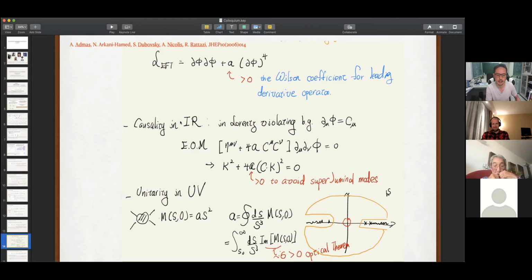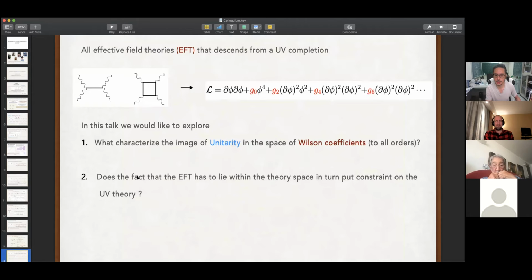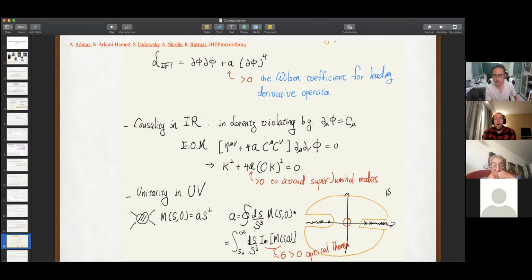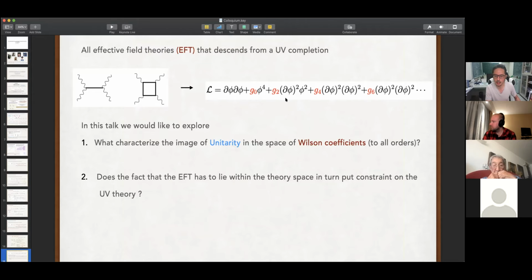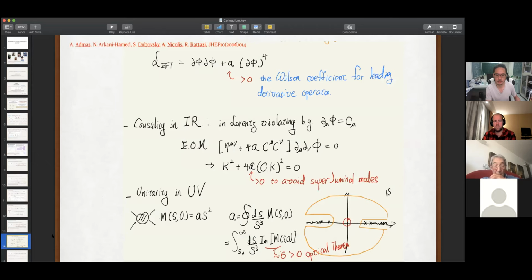So in this talk, we would like to explore basically what characterizes the image of unitarity. So here you can say that the image of unitarity is that this coefficient is positive. Now we were more ambitious. We don't want to just talk about the leading four-derivative operator. Is there a way to characterize the constraints of unitarity for all of the Wilson coefficients and to all orders? And furthermore, one of the interesting stories here is that you have a connection between the IR and UV through the CFT.